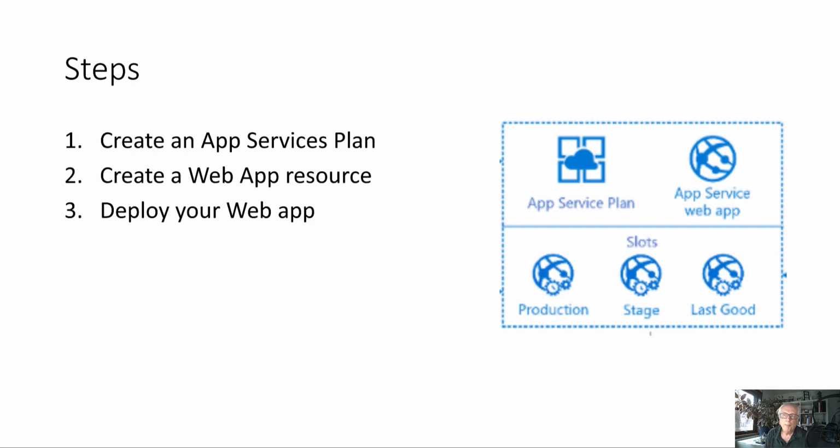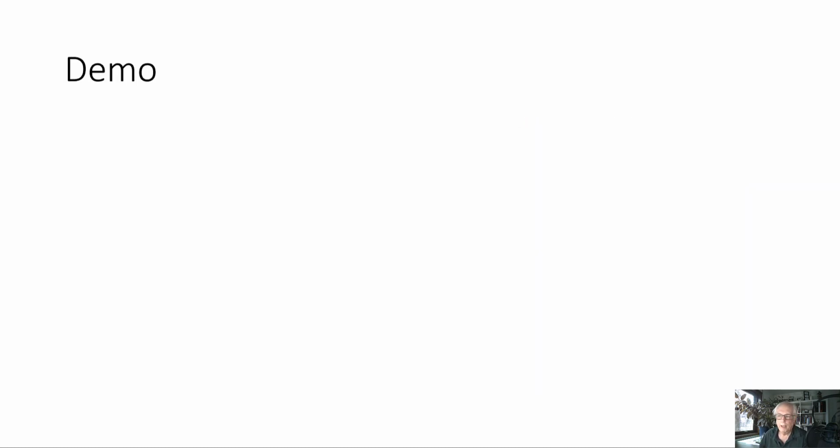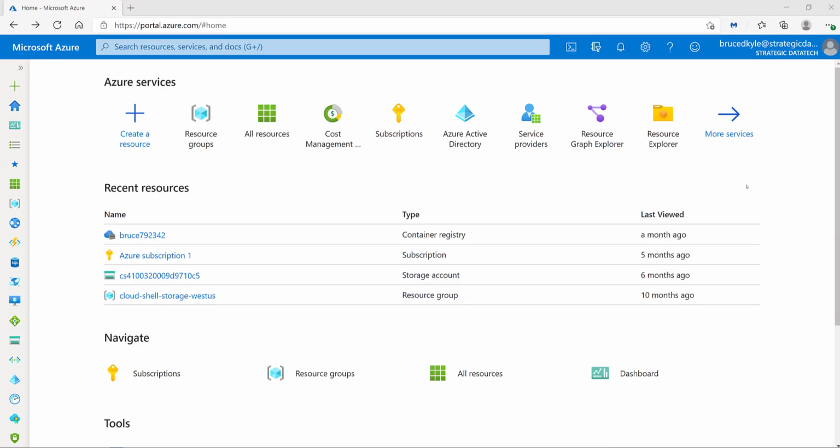The basic steps are that you create a plan, and then you create your app, and then you deploy your app into the web app resource. So we're going to start by creating a web app, and as we create the web app, we're going to go ahead and create the app services plan, and I'll show you that in the demo. In the demonstration today, we're going to go ahead and create a web app and deploy it into an app services plan. And we'll basically do it in that order.